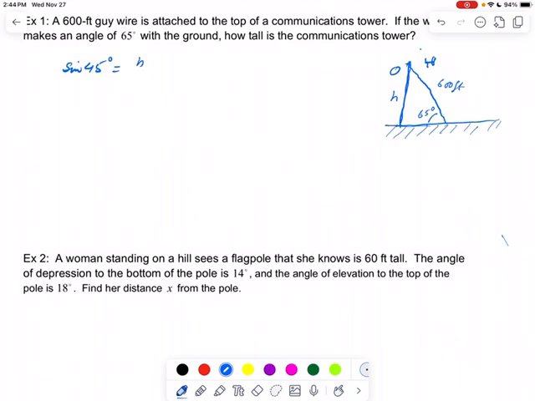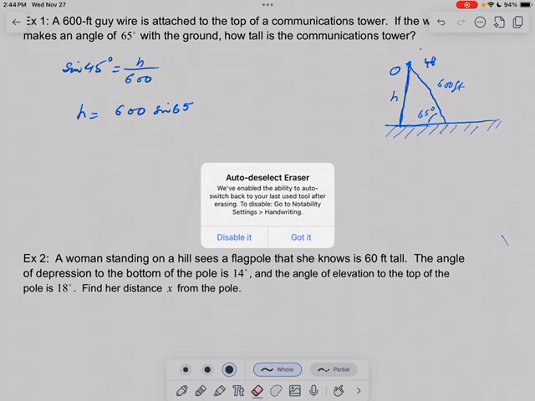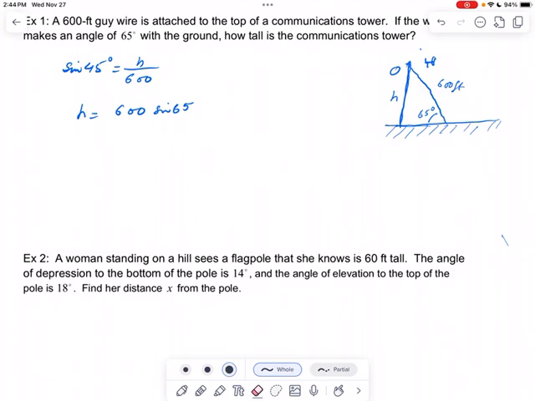So little h divided by 600, and that's it basically. From here we multiply both sides by 600, so we end up getting h equal to 600 times sine of 65. Sorry, not 45, 65. So I made a mistake here, this is supposed to be 65.